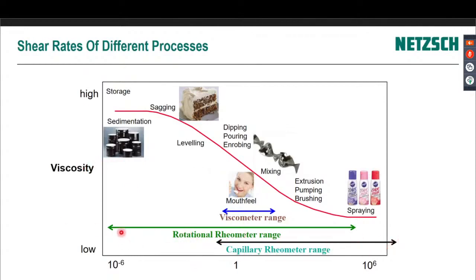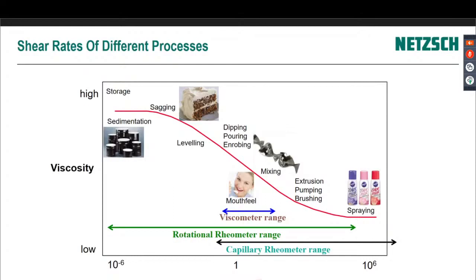So with this instrument, we can calculate the viscosity while it's almost stationary, and also up to very, very high shear rates, simulating pumping, mixing, or brushing and spraying and things like that. So if a viscometer maybe goes from 0.1 to 100 reciprocal seconds, a rotational rheometer goes from about 10 to the minus 6 up to 10 to the 5. So you can get about 11 orders of magnitude from this instrument. And you can actually simulate these processes.